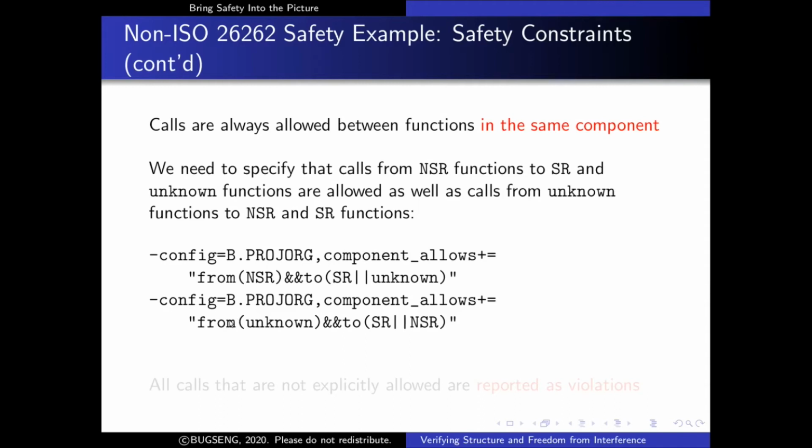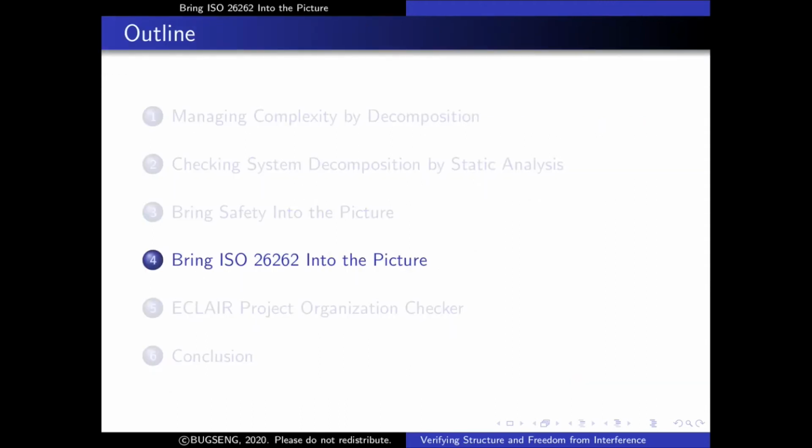Basically, we put no constraints on unknown functions. So unknown functions can call safety related functions or not safety related functions. And all calls that are not explicitly allowed are reported as violations in the same way I have shown before. There is a message from the tool saying, here you are doing something that does not respect the constraints you specified for the project organization.